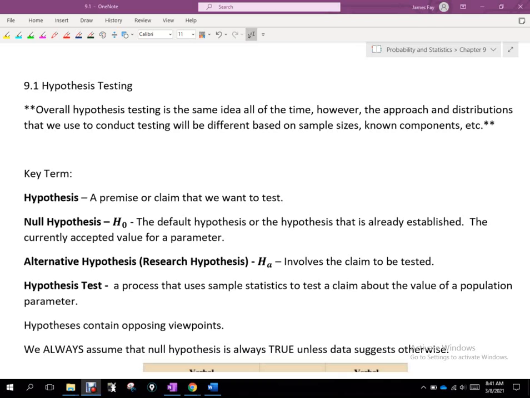Then we have what we call the alternative hypothesis, sometimes referred to as the research hypothesis. It involves the claim to be tested. There are a couple of different ways you'll see the notation for this, and I go back and forth throughout my notes. H sub A is probably the easiest one to recognize as the alternative hypothesis. But sometimes we use H sub 1: the null hypothesis is sub 0, and the alternative hypothesis is sub 1.